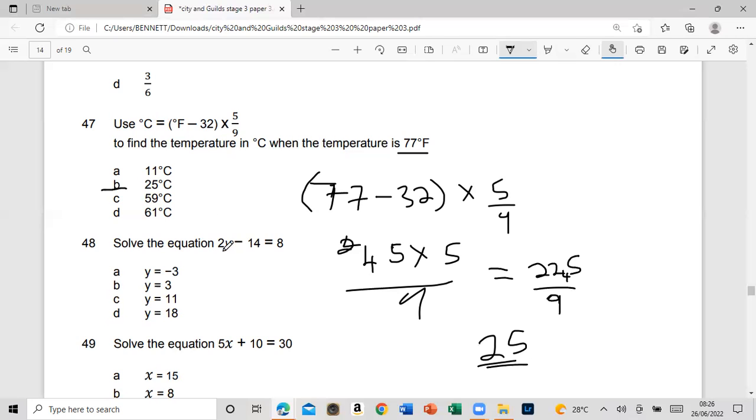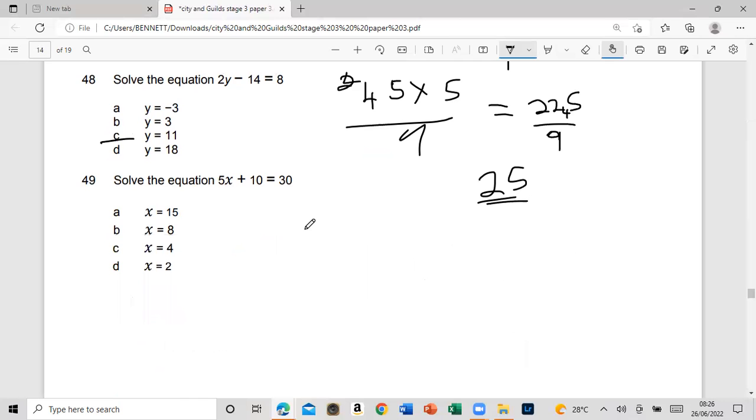Solve the equation 2y minus 14 is equal to 8. 22 minus 14. So that would be 11. Then I'll go over. Alright. Let's have the trial. 5 times 15 can be done. 5 4s are 20 plus 10. That gives 30. Start to make the equation.